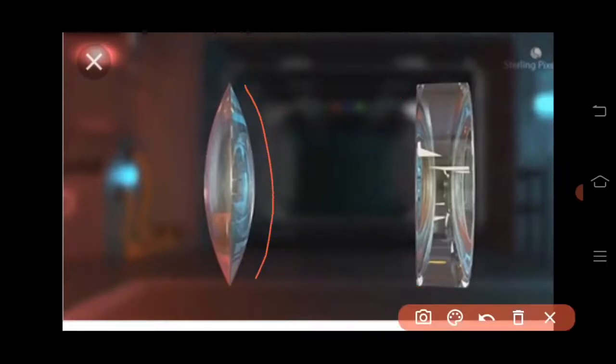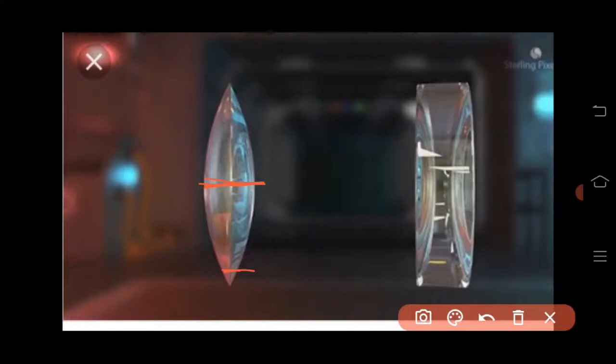Let me first explain about convex lens. A convex lens is bounded by two spherical surfaces. This is one, and this is another spherical surface. It is thicker at the center and thin at the edge. So this is the identification for convex lens.